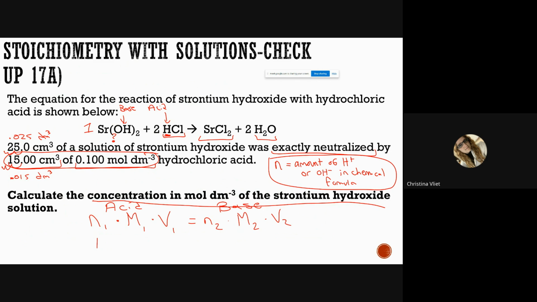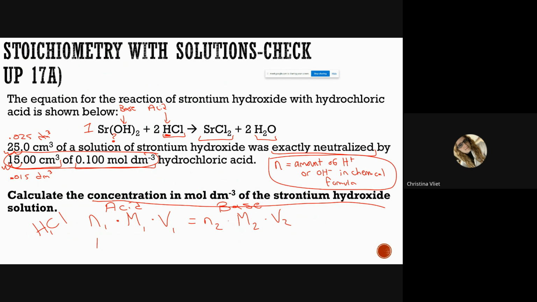Because HCl has 1 H plus. You don't have to do the mole to mole ratio because when you put the little n's for 1 and 2, it automatically gives you the ratio. That's why it's a trick. You see what I'm saying?